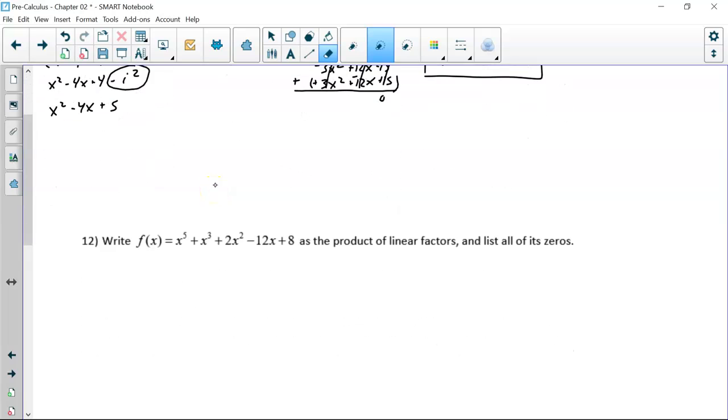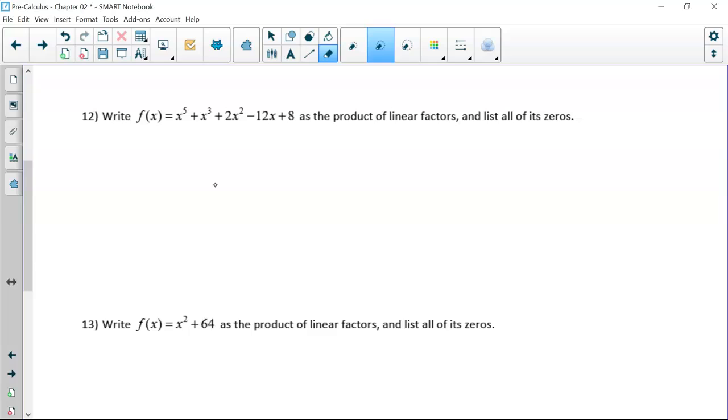Now for number 12. We're going to write this as a product of its linear factors. Now, we're going to factor this whole thing. We have our possibles. We don't have a whole lot of information given here. So for the possibles, we have plus or minus the factors of 8: 1, 2, 4, and 8, and plus or minus 1 for the leading coefficient. So our possibles are plus or minus 1, plus or minus 2, plus or minus 4, plus or minus 8.